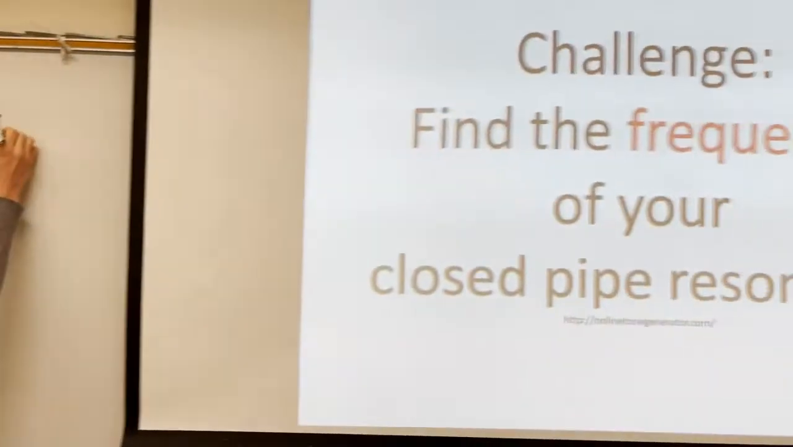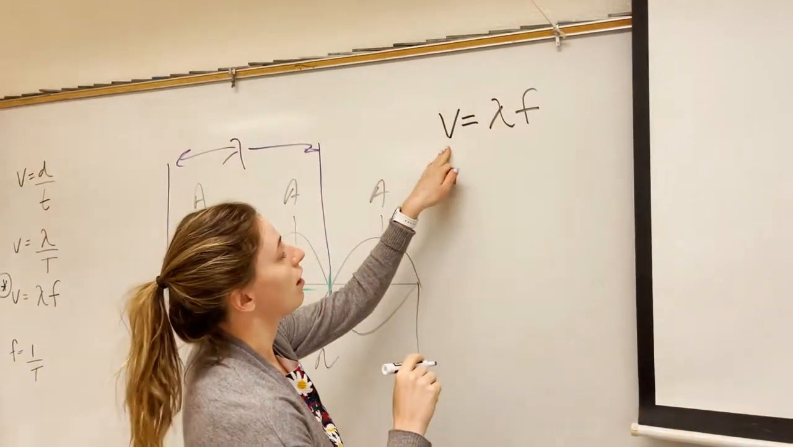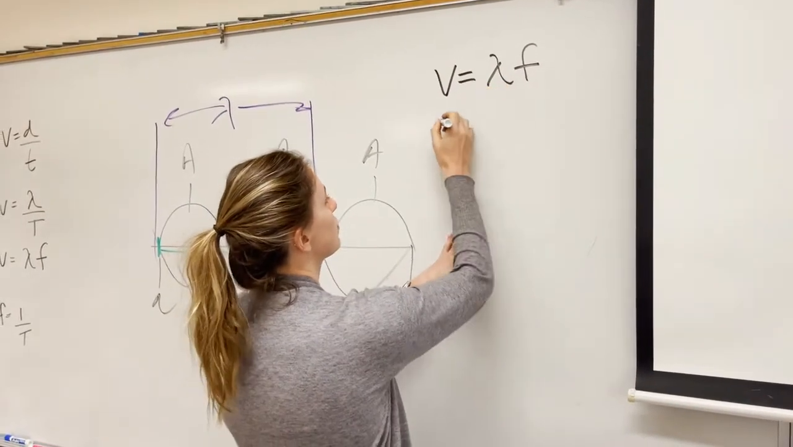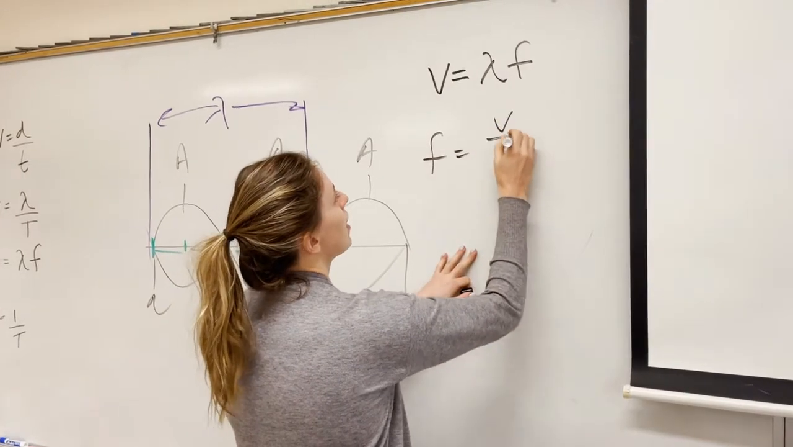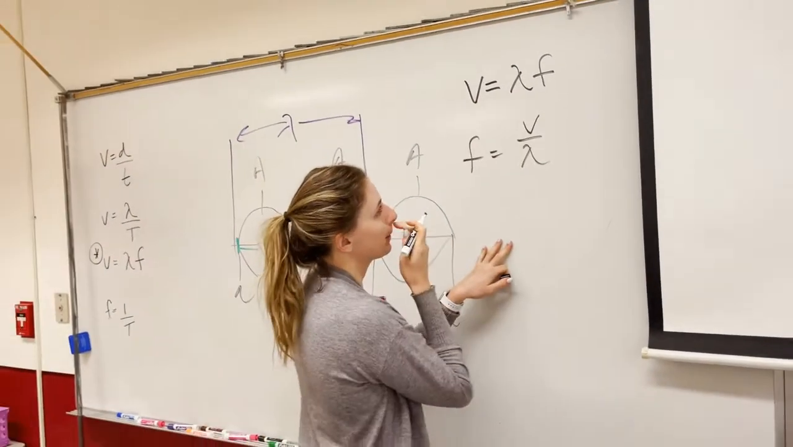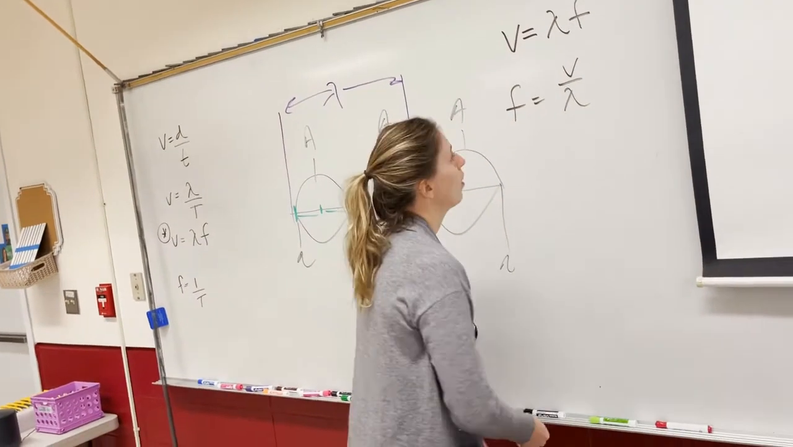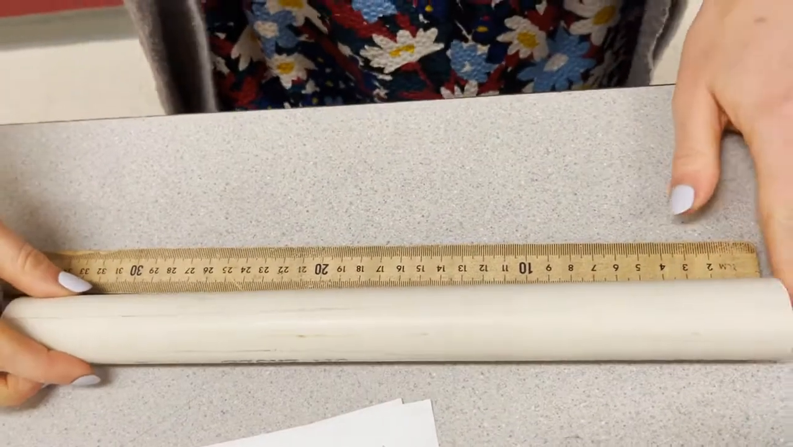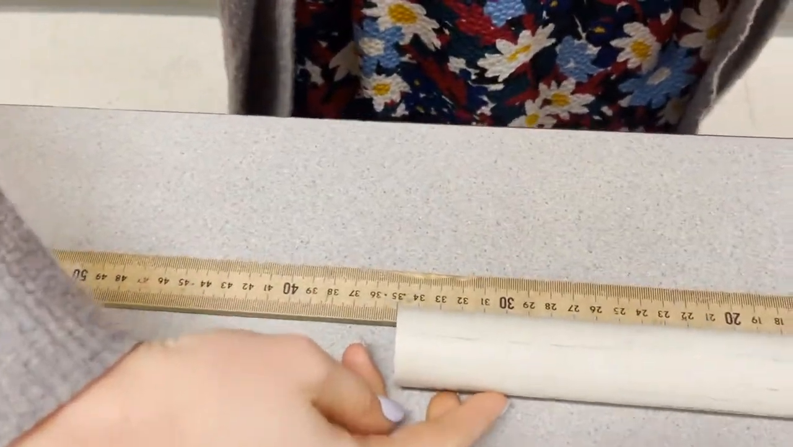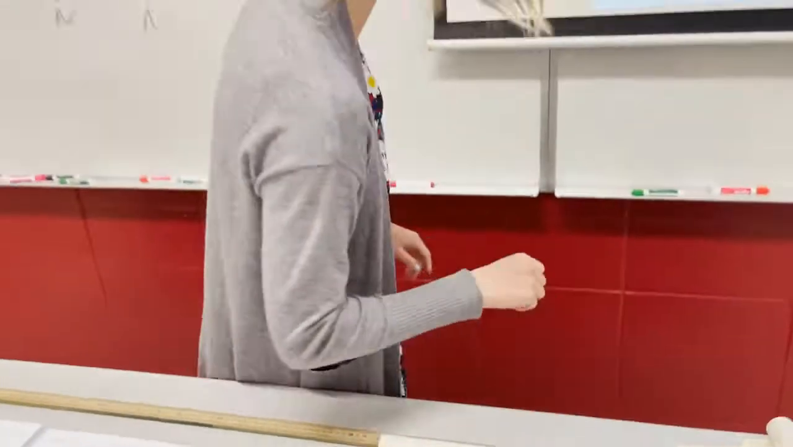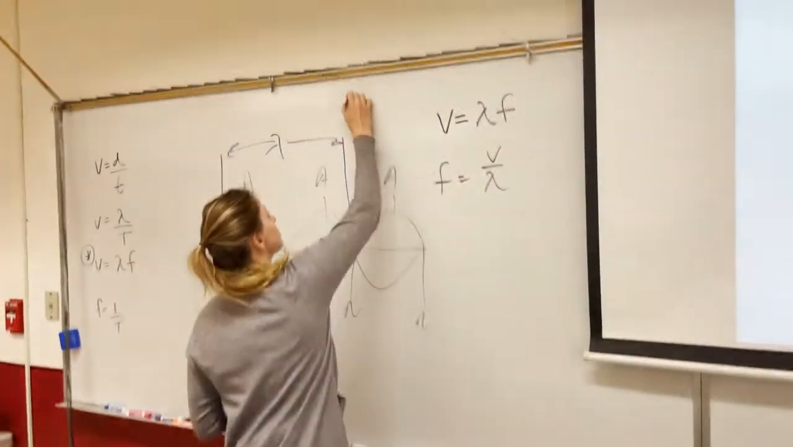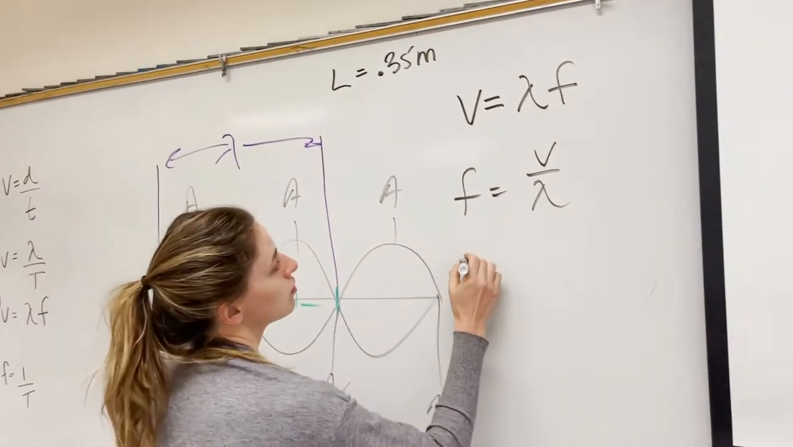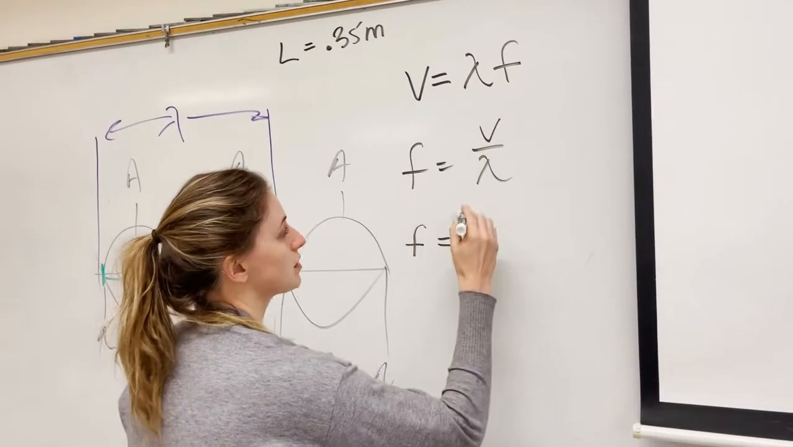Frequency is what we want to find. We know the speed of sound is always 343, and we want to solve for frequency. So frequency is going to equal the velocity over the wavelength. I just divide by wavelength. So let's measure the length of the pipe. You want to call it 35? 0.35 meters. Okay, so the length is 0.35 meters.